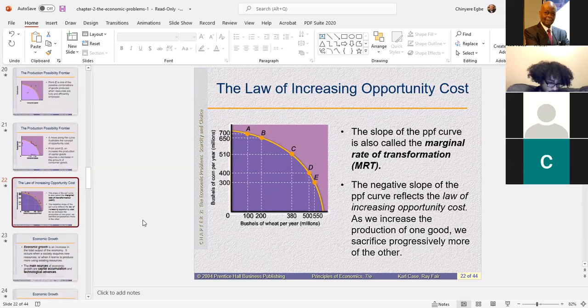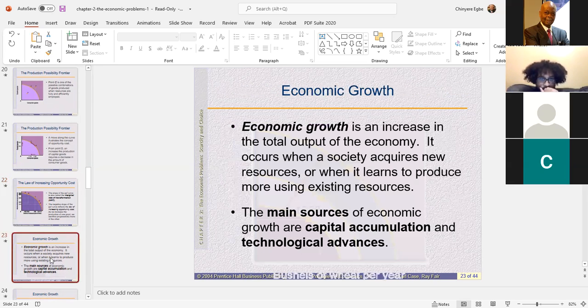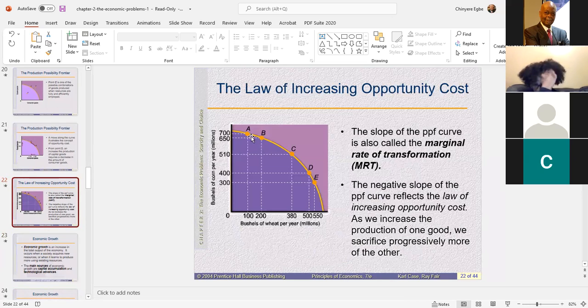As you can see here, points A, B, C, D, E are all possibilities because they are on the frontier. I hope that answers Ms. Little's question. Now, for economic growth, if you want to shift this yellow frontier, you can shift it if you have resources. If you can shift it, then you have achieved economic growth because you have more resources.